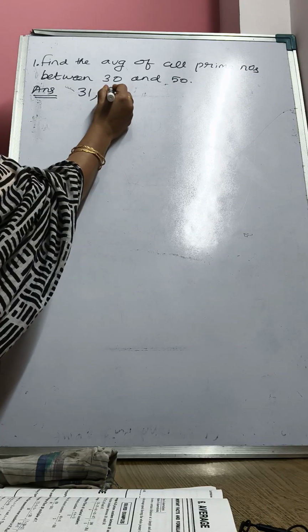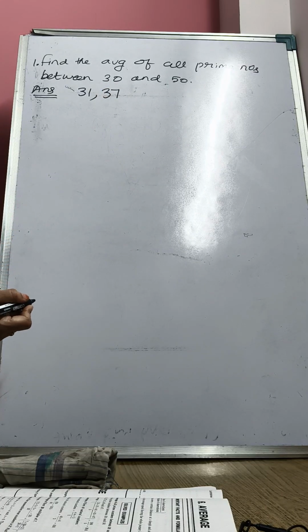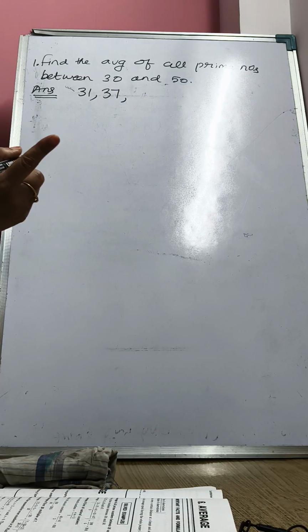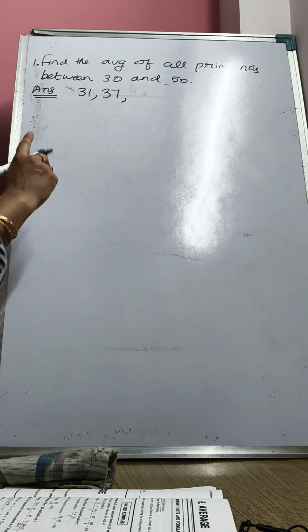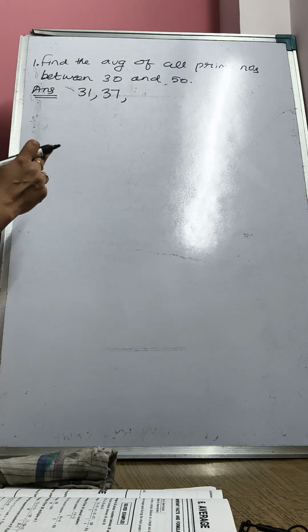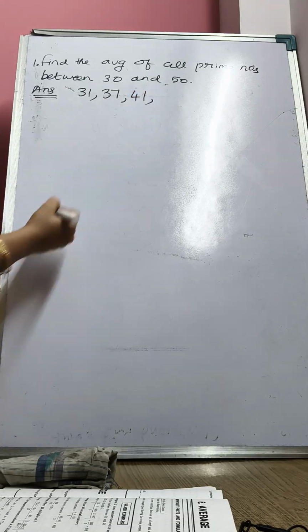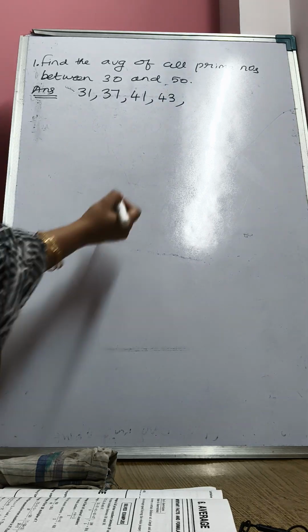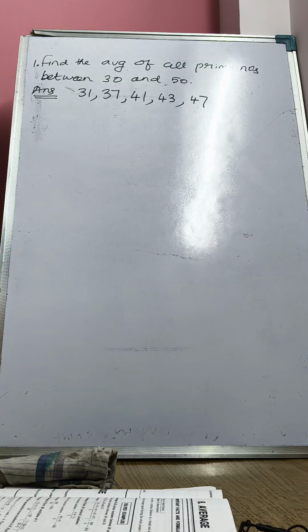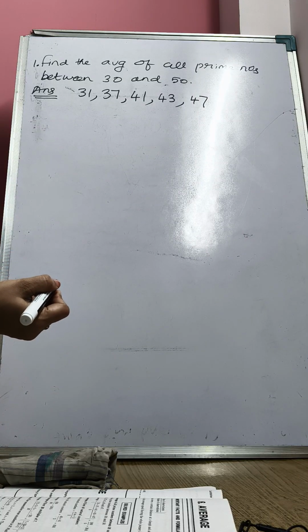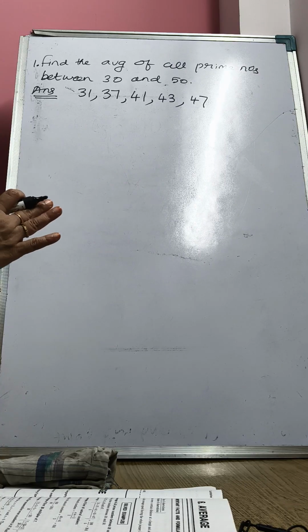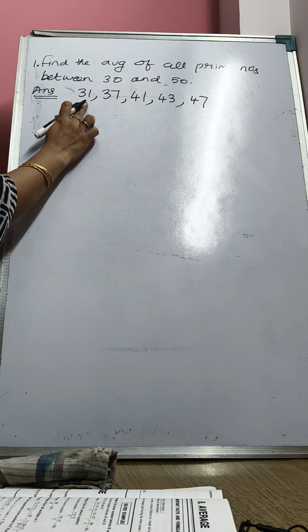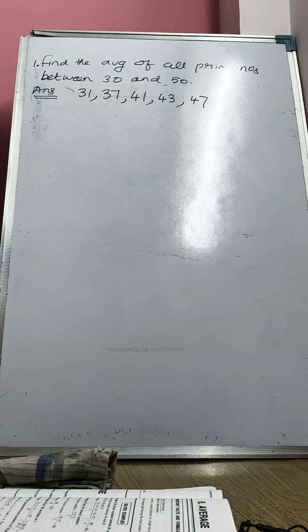Now next in our list is number 37. Next is 38, which is not a prime number because it is divisible by 2 as well as some other number. So we have to identify the next prime number, it is 41. After 41, 43 is the prime number, and after 43, 47 is a prime number. So we want only prime numbers between 30 and 50. So we came to know that there are 5 prime numbers between 30 and 50.